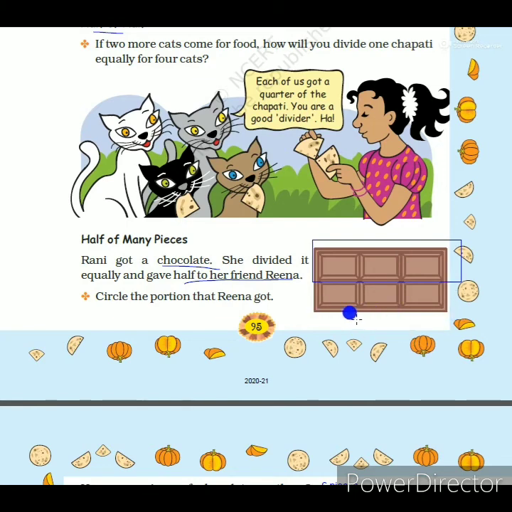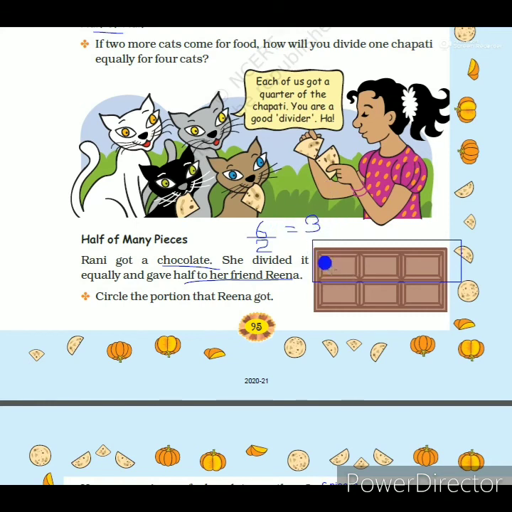Here Rani got a chocolate of 6 parts. From that, she gave half to her friend Reena. We have to find half of 6. To find the half of many numbers, how can we find it? To find the half of larger numbers, we have to divide that number by 2. Already in one video I have said, to find the half of any number, we have to divide that number by 2. Here the whole is 6 parts. To find the half of this, 6 divided by 2 equals 3. From that, she gave 3 parts to her friend Reena.